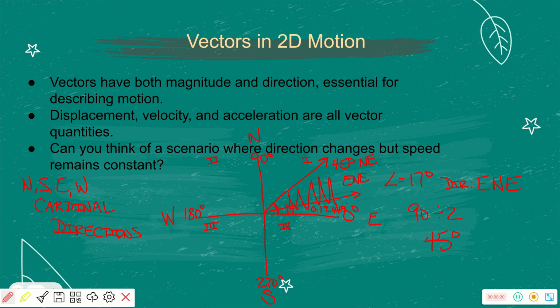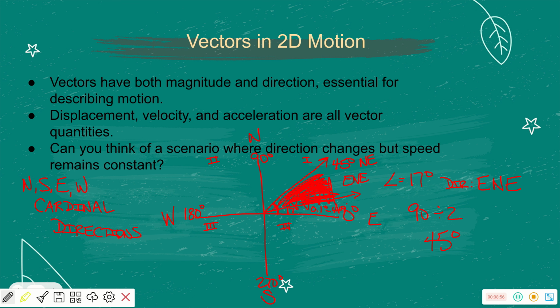So the 17-degree one is traveling more east. So east has to be represented more than just north, because it's going further out than it is going up. So in that case, it's east-northeast. Everything here, up until 45 degrees, is going to be moving east-northeast. At 45 degrees only, it's moving at northeast.